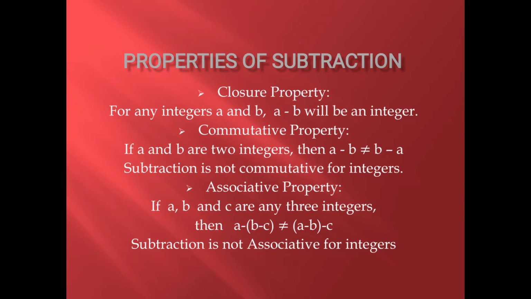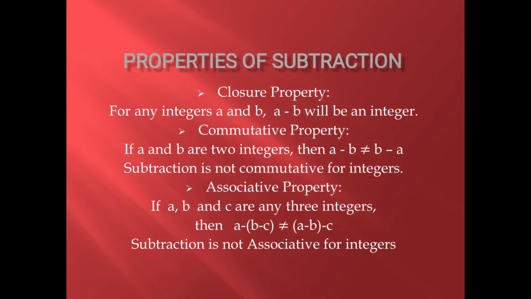Properties of subtraction. First, closure property. For any integers a and b, I take 5 and minus 3. Here a minus b will be an integer. A value is 5 minus of minus 3, so the answer will be plus 8. So the answer is also an integer. Therefore closure property is satisfied for subtraction.